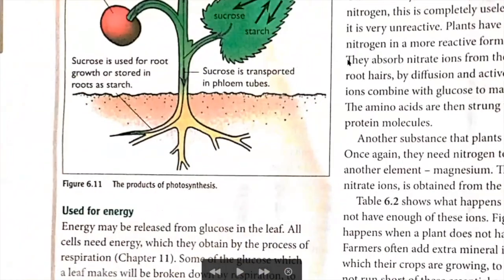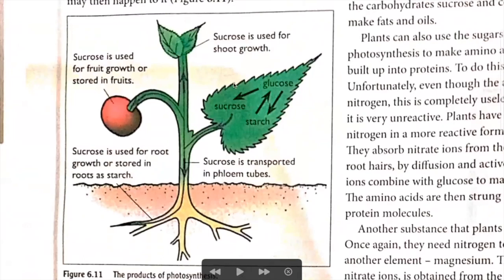Okay, so as you can see here, this is the plant that it contain leaf. So leaf is the place where the photosynthesis will occur. So the product from photosynthesis is glucose. So from leaf, the glucose need to be transported, okay, to all parts of the plant, okay, including the stem, root, and also to the fruit. Okay, because we know that glucose is important for cell respiration. Okay, cell respiration is the process to produce energy.